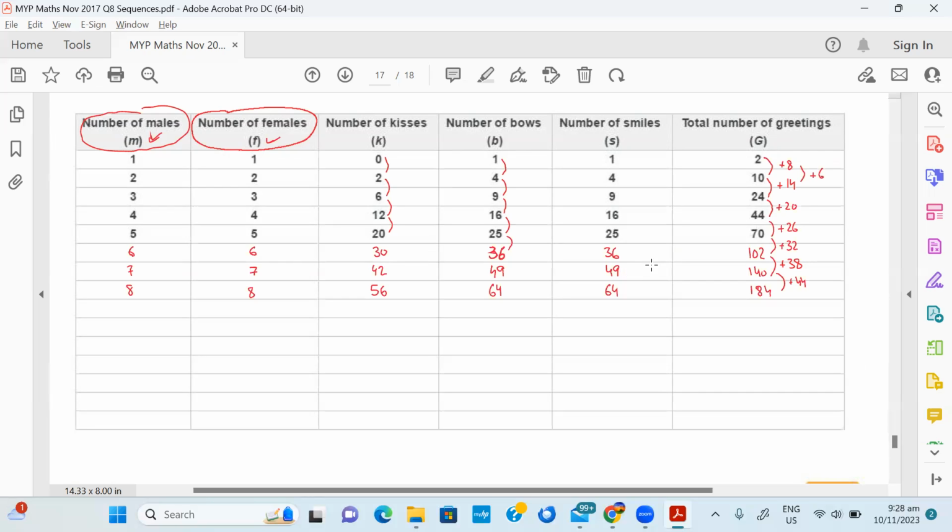Pattern what? S? Exactly, for S. S में क्या pattern है? It's the square of the number of Good males. So आप लोग ये भी कह सकते हो it's a quadratic sequence. आप ये भी कह सकते हो it has an increasing first difference by 2 and it has a common second difference of 2 as well.